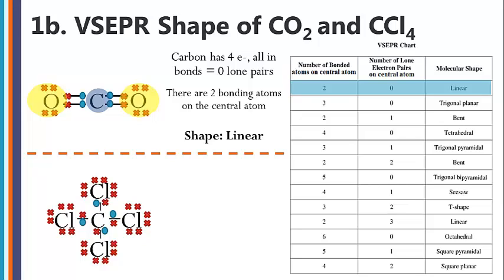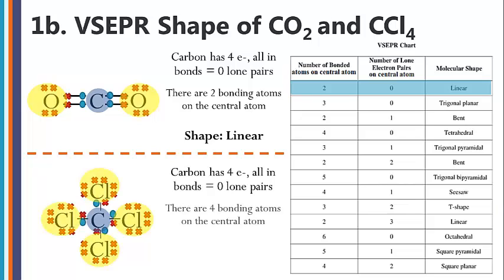Next, for carbon tetrachloride, again, carbon is my central atom, and all 4 of its valence electrons are in bonds. So there are no lone pairs on that central carbon. There are 4 bonding atoms on that central atom. So that corresponds to the shape of tetrahedral.